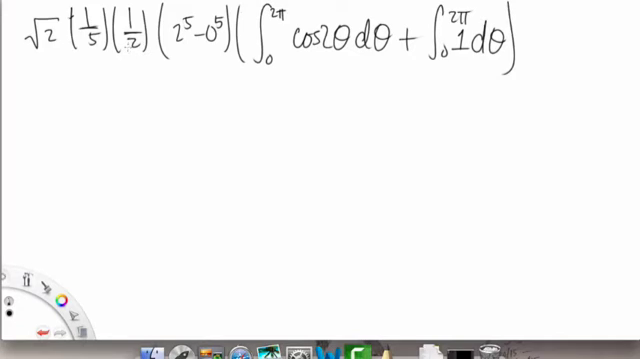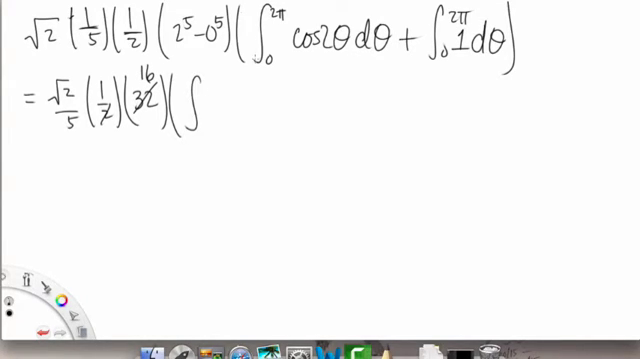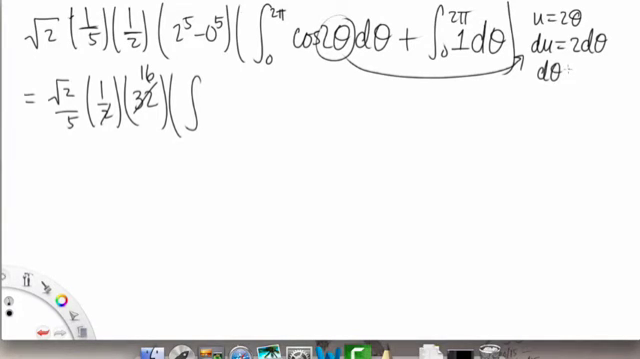So what we have in front here is radical 2 over 5, and then we have a 1 over 2, but this 2 to the 5th is 32, and so we can cancel here and get a 16. And then in the integral here, we can do a u substitution. I'll just do that real quick over here because we've done plenty of those. So u equals 2 theta, and then du equals 2 d theta, so d theta is equal to du over 2. So then what we get here is a 1/2. Yeah, so that's how you would do it.